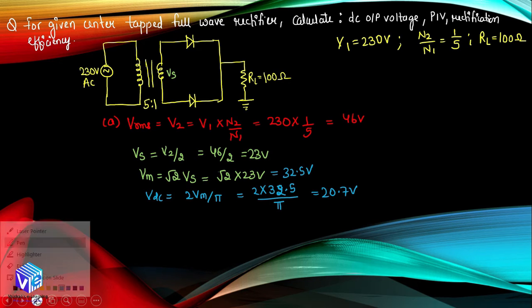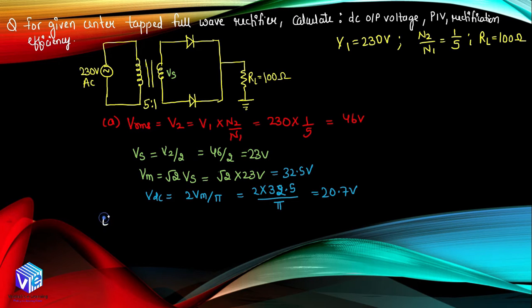So now coming to the next part, where we have to find out the peak inverse voltage. What is the peak inverse voltage? It is equal to twice of Vm. We have found out Vm is 32.5. So 2 into 32.5 will be equal to the peak inverse voltage, which is equal to 65 volt.